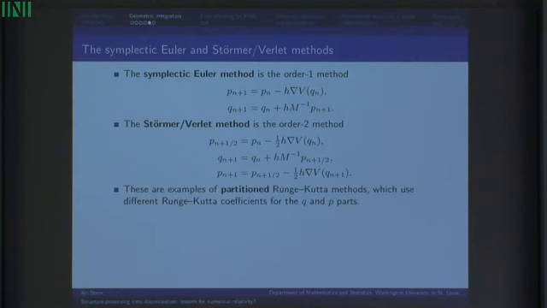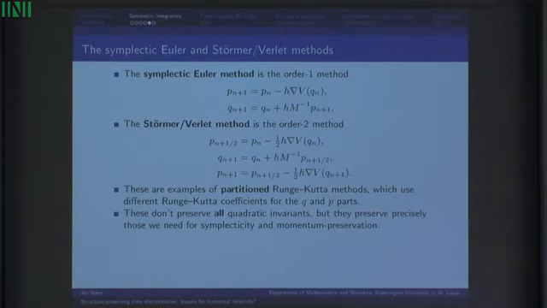And these are examples of what are called partitioned Runge-Kutta methods. A partitioned Runge-Kutta method is like using a different Runge-Kutta method for the q part and the p part. These are examples of explicit symplectic partitioned Runge-Kutta methods for this type of system. They don't preserve all quadratic invariants, so they don't preserve things that have, say, q squared in them. But they do preserve those qp terms, which are actually all that we need for symplecticity and momentum preservation.